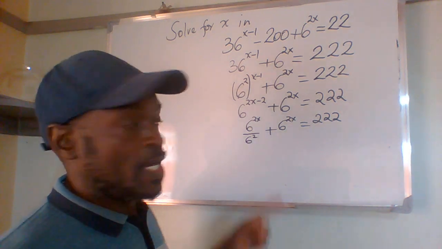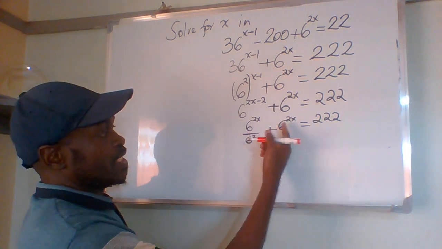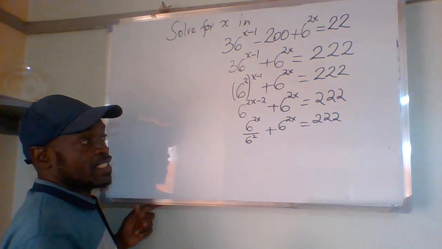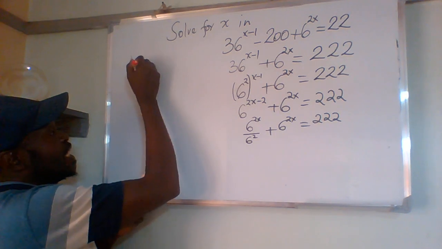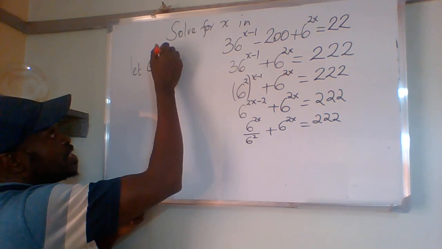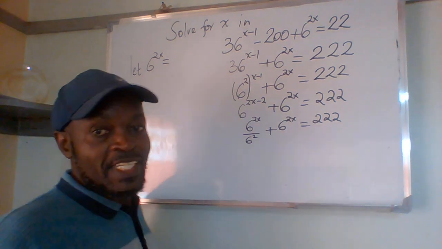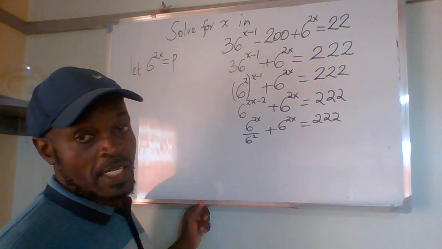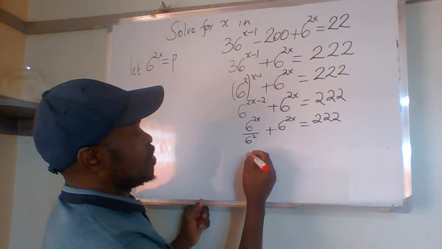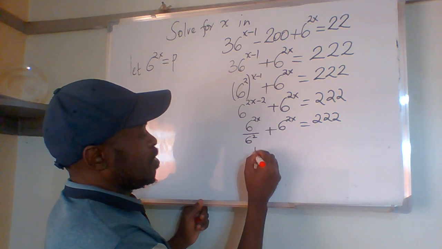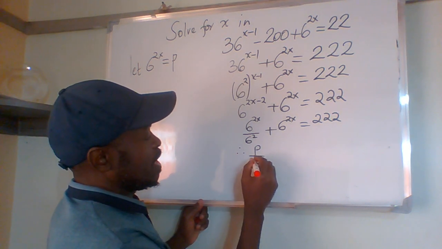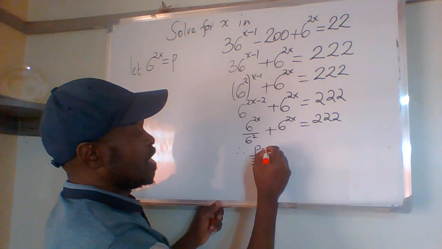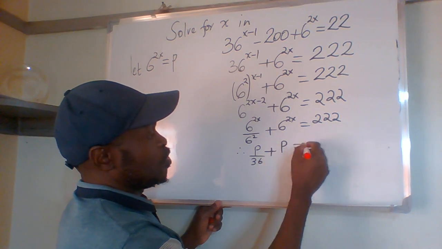And then we have 6 power 2x is equal to 222. Now from here, you can see we have 6 power 2x here and 6 power 2x there. So one of the ways of going about this, we can let this 6 power 2x be a different letter, say p, so that eventually we'll have p over 36, we can work out this 6 squared to be 36, plus p is equal to 222.